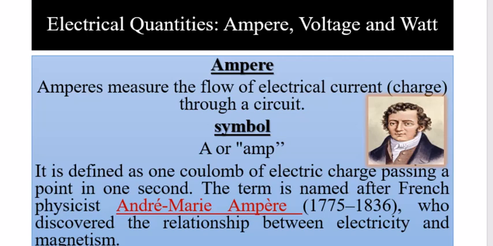Ampere measures the flow of electric current through the circuit. The symbol of ampere is A or AMP. It is defined as 1 coulomb of electric charge passing a point in 1 second. That is, 1 coulomb of charge passing through a point in a unit time is known as 1 ampere of electric current. The term is named after the French physicist André-Marie Ampère, who discovered the relationship between electricity and magnetism.